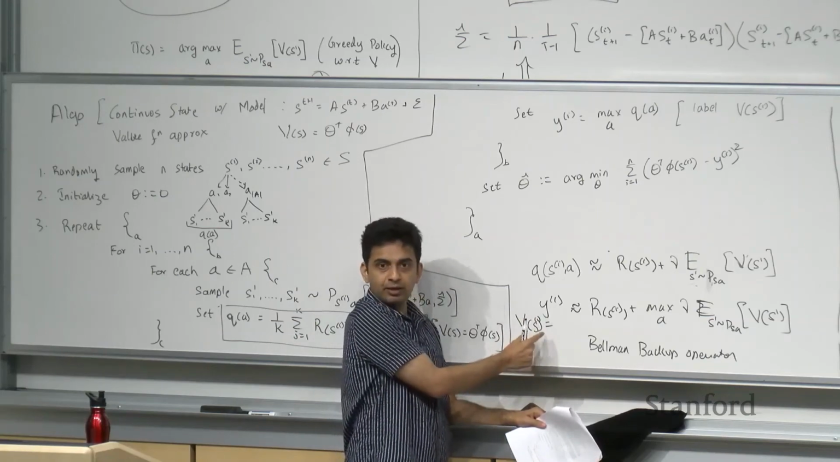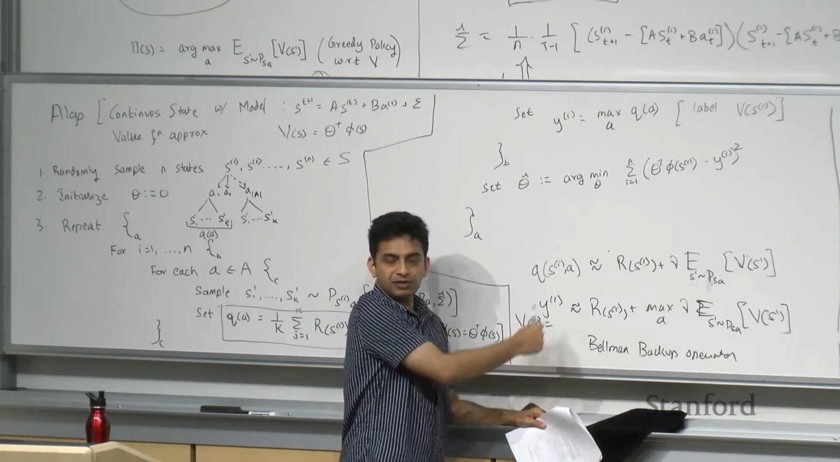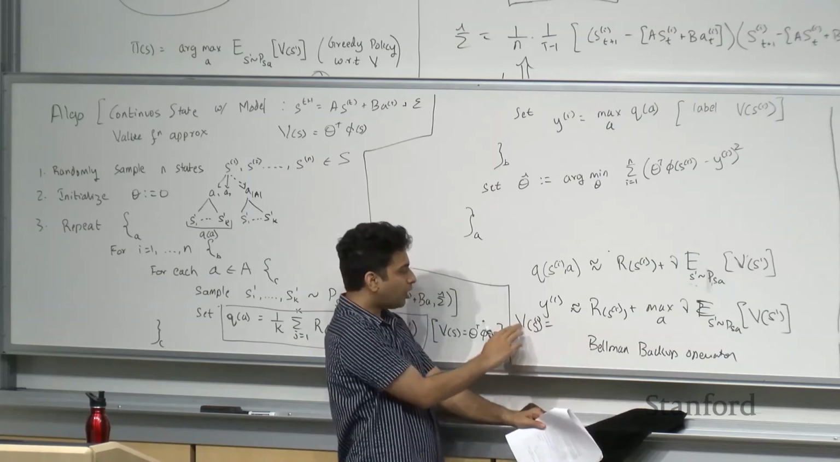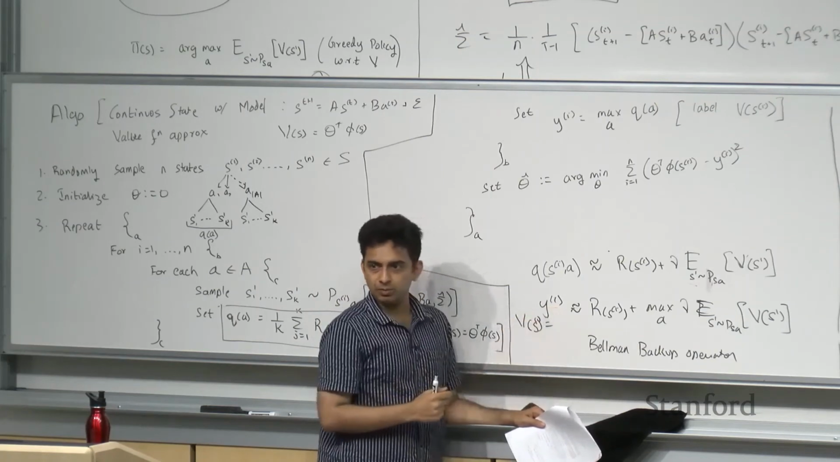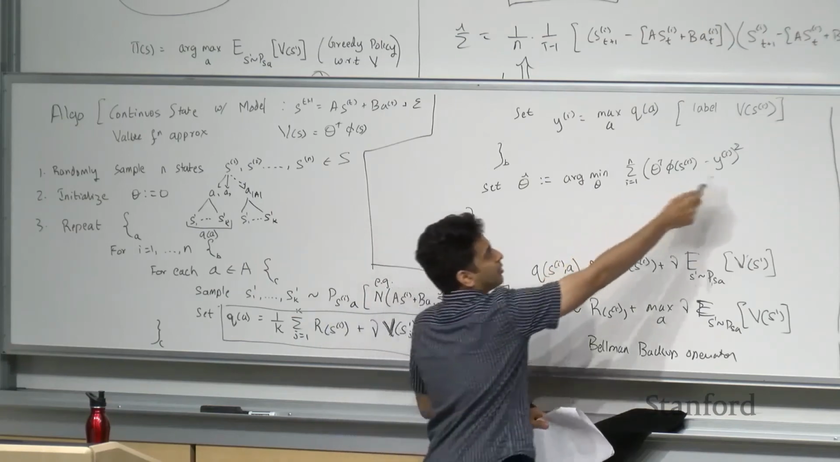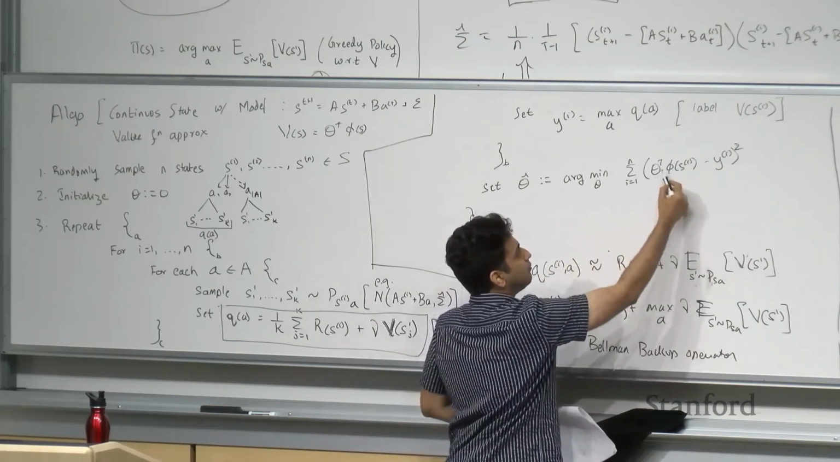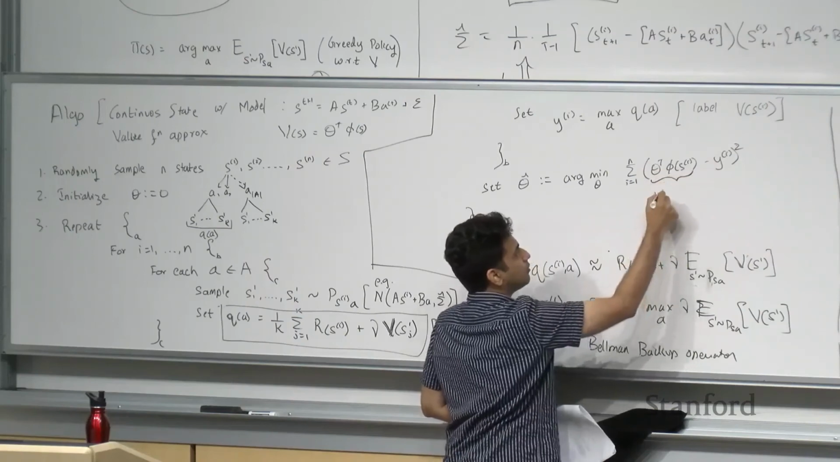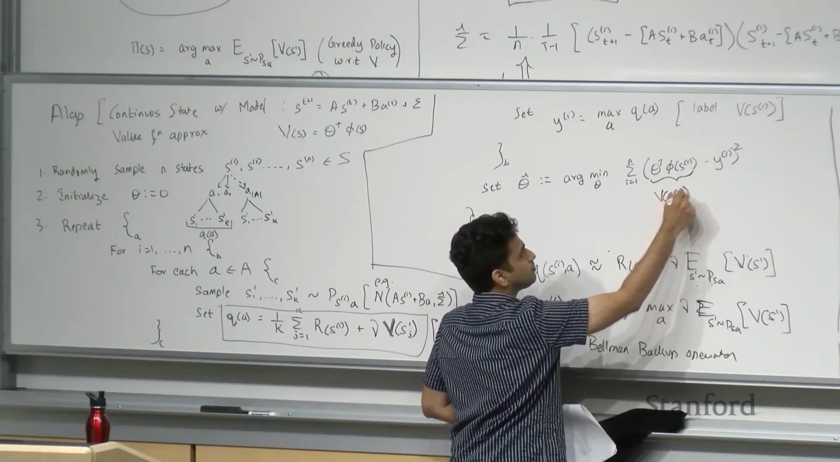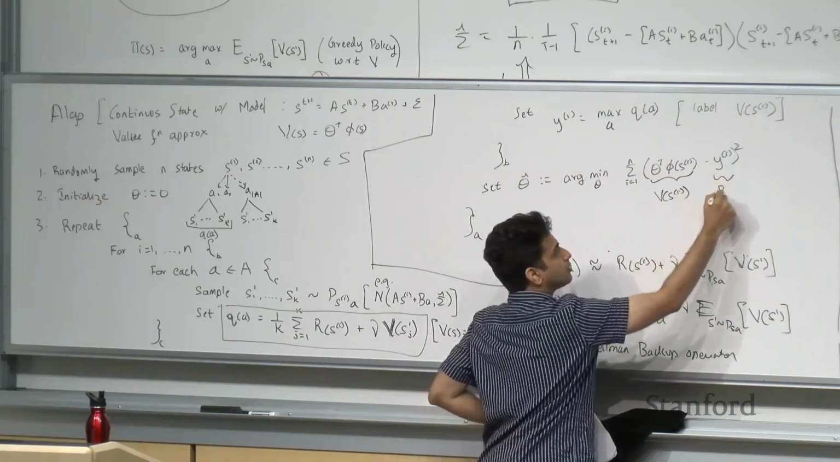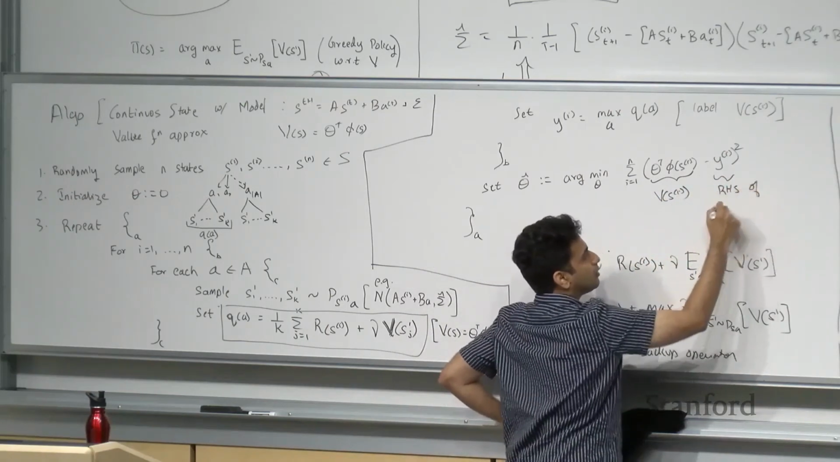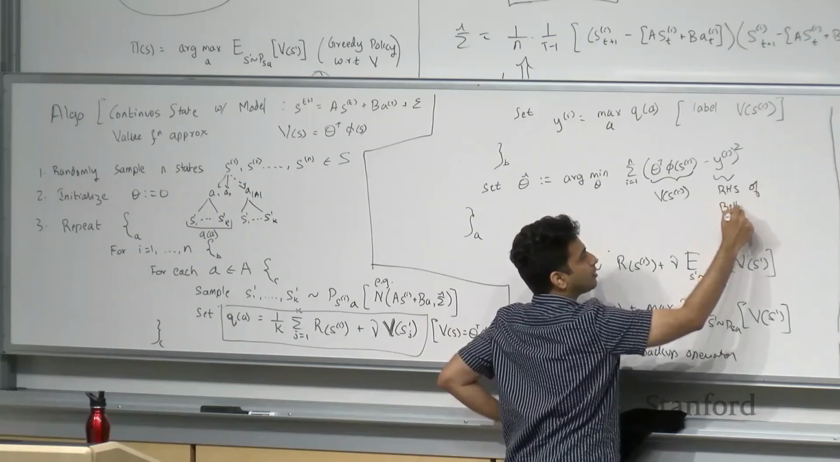But instead we are in a fitted function setting, which means we want V of S to evaluate to y or as close to y as possible, right? Which is why we minimize the squared error between y_i and theta transpose phi of S_i. So think of this as V of S_i, right? And this is the RHS of the Bellman backup operator.